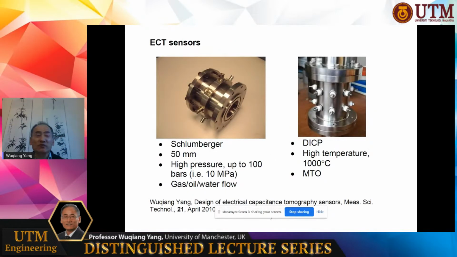We start from a sensor. Here I show you 2 extreme sensors. One is a high pressure sensor. We designed this sensor. Actually, Schlumberger made this sensor, the left one. This one is a high pressure sensor used for the oil industry. It's up to 10 megapascal, which is 100 bar pressure. This sensor is used for gas oil water flow measurement.